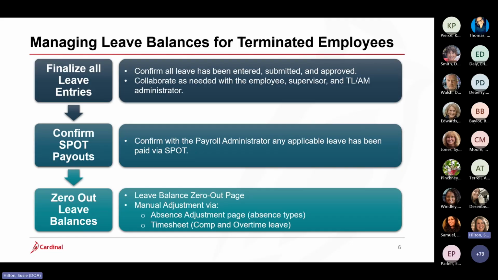So once everything's been finalized, the payouts have been confirmed, and it is then time to zero out your leave balances. You can do it the same way you've been doing it on the absence adjustment page for those absence types, and on the timesheets for comp and overtime leave by using that comp and overtime payout TRC. But now we have the new leave balance zero out page that allows you to zero out absence balances and comp and overtime balances using the same page.